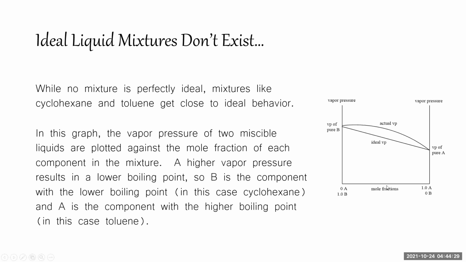So basically, if you had a 50-50 mixture of A and B, you'd be right in the middle of the x-axis, and you would expect a vapor pressure exactly in the middle of pure A and pure B. Now, what is the actual vapor pressure above mixtures with these different compositions of mole fraction? Well, the actual vapor pressure is a little bit higher.